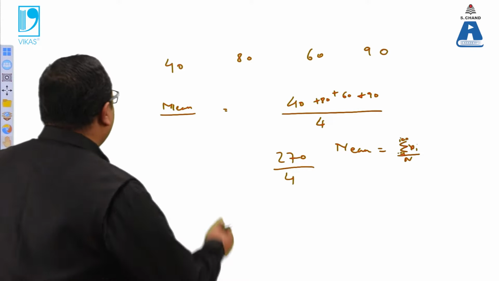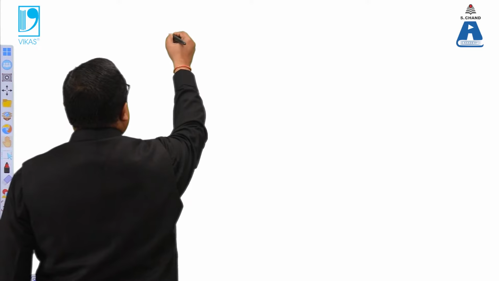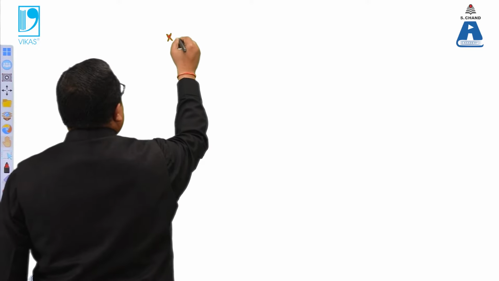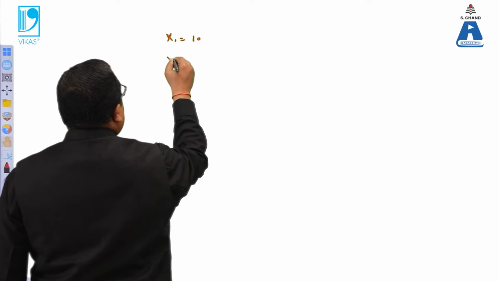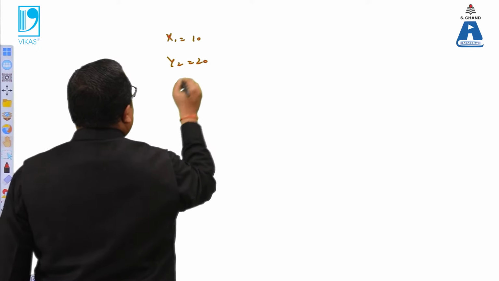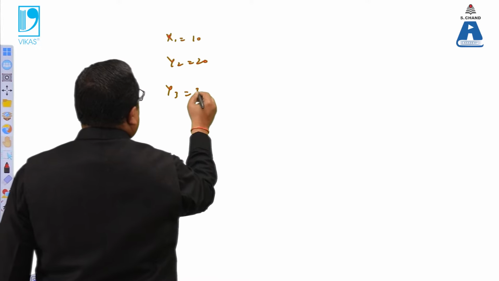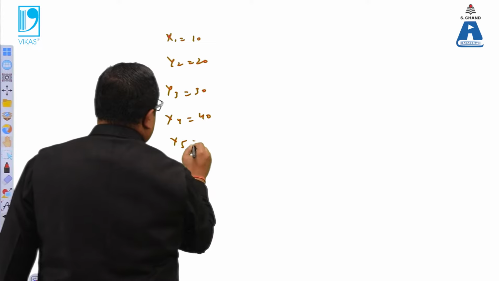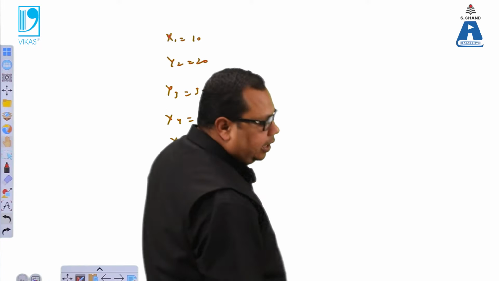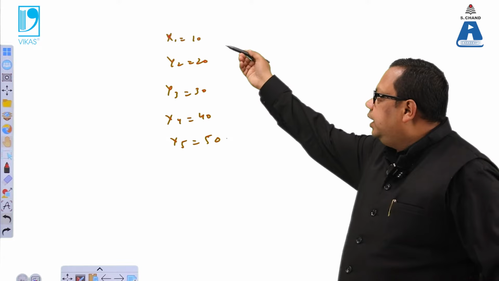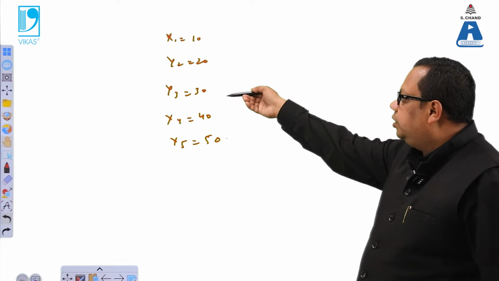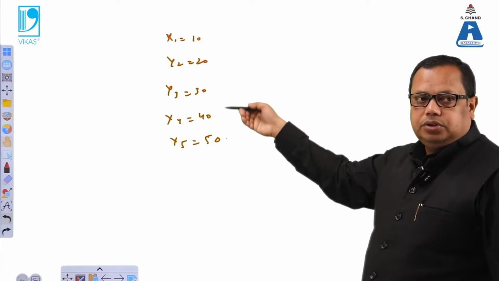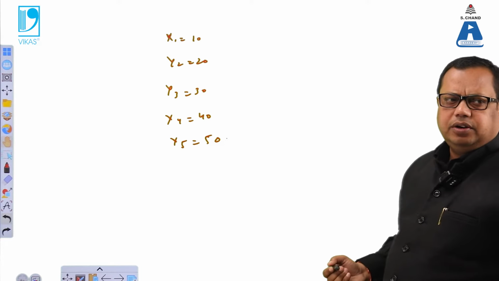Suppose this is the particular case where x1 is 10, x2 is 20, x3 is 30, x4 is 40, and x5 is 50. So these are all the terms and we need to calculate the mean.